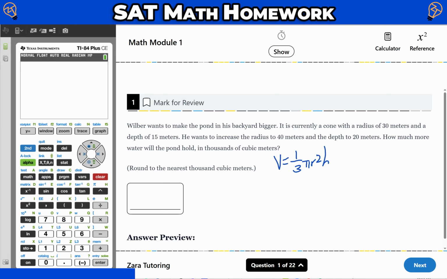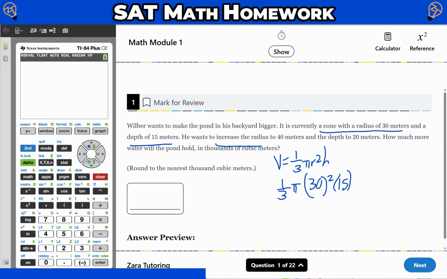And let's fill in everything we know about the original pond. So it's currently a cone with a radius of 30 meters, and the depth, aka the height, is 15 meters. I'll fill in the 1/3 and the pi. And then notice we want to increase the radius. So let's go ahead and use a different color.